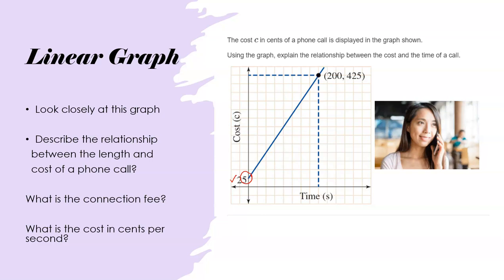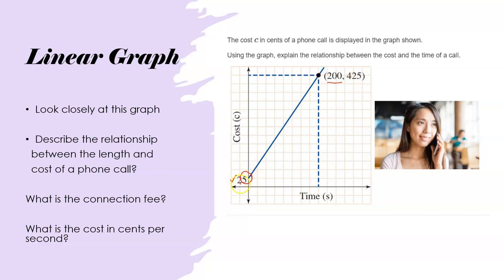After that, I'm then charged a certain amount of money for every second that I talk. My next question is about that. What is the cost in cents per second? To work this out, I have to look carefully at the graph. If I look at this point up here, I can see that I have been talking for 200 seconds and my cost is 425 cents.